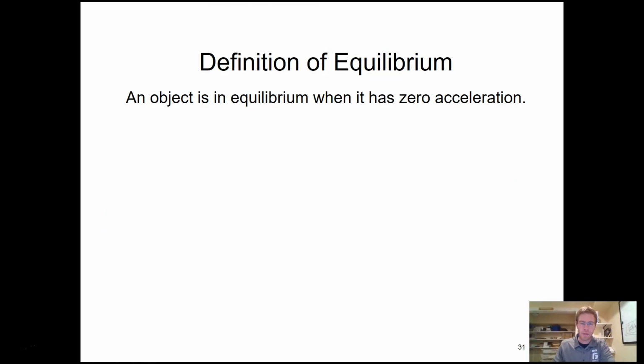So let's go ahead and start and practice looking at equilibrium situations, and then we're going to practice looking at non-equilibrium situations.